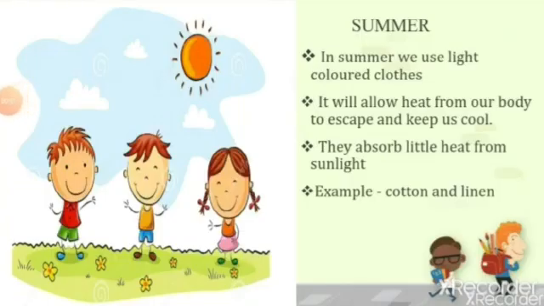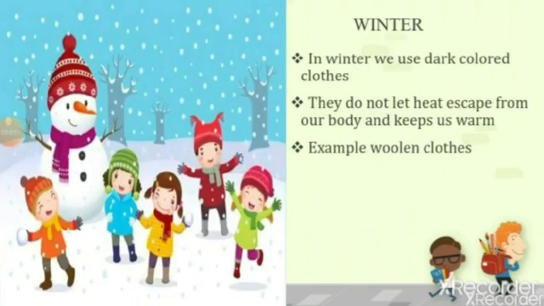In summer, we use light colored clothes which allow heat from our body to escape. They also absorb little heat from the sunlight, keeping us cool. That is why we prefer light colored clothes, for example, cotton and linen. During winter, we prefer dark colored clothes. They do not let the heat escape from our body and keep us warm. For example, we prefer woolen scarves, woolen sweaters and woolen socks to keep ourselves warm.